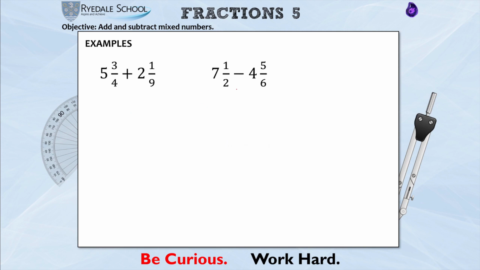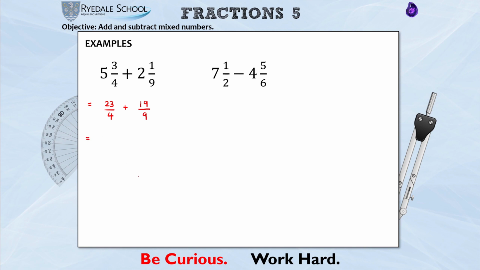So, got one more addition and one more subtraction. We're going to go through the exact same process, improper fractions first. So we've got 23 quarters. And this one is 19/9.